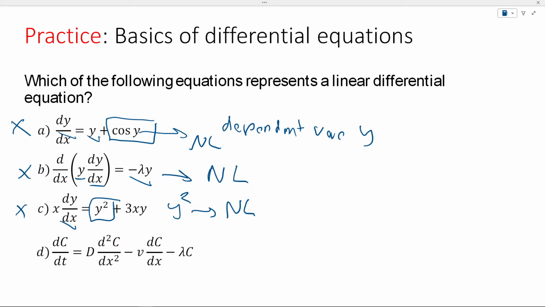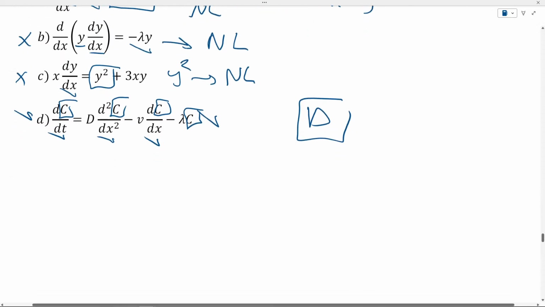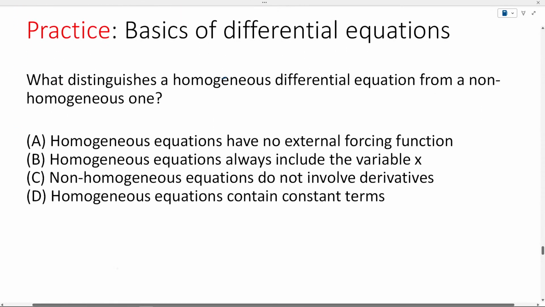How about this guy here? This is linear, because here is linear, here is linear, here is linear, here is linear. So this is the correct answer. So the correct answer for this one should be D. Let's look at more practice problems.